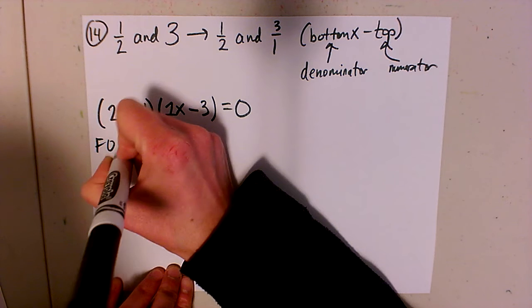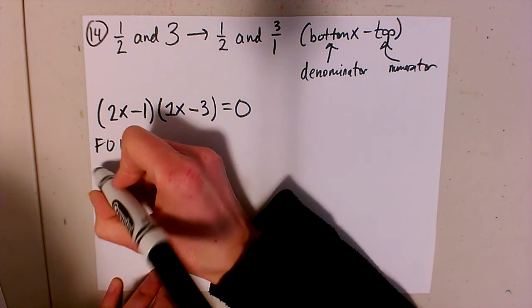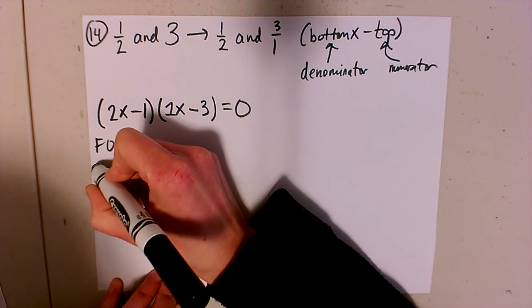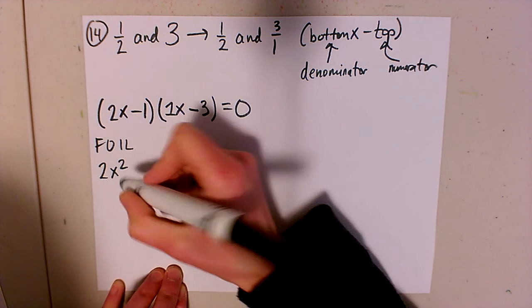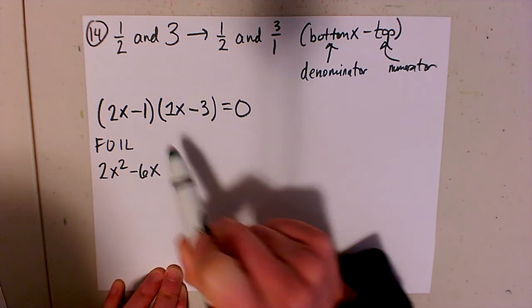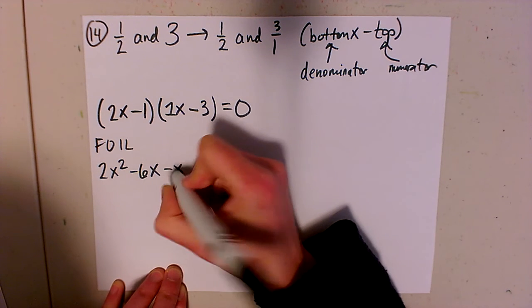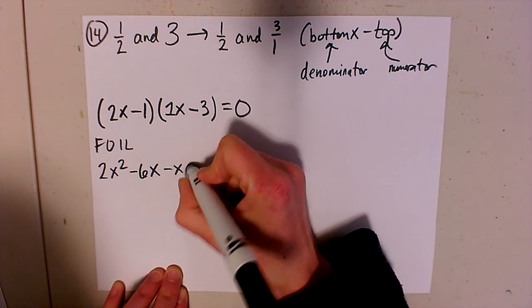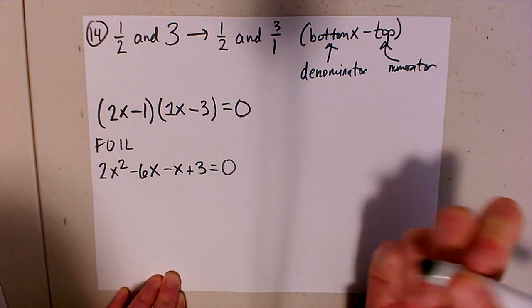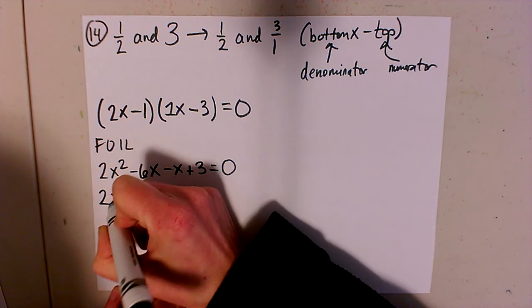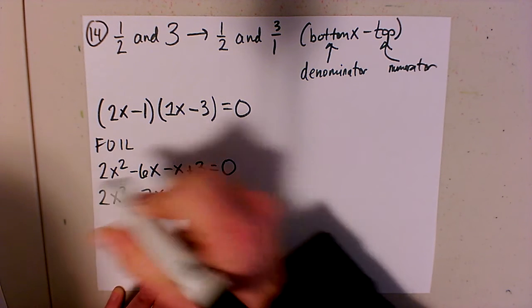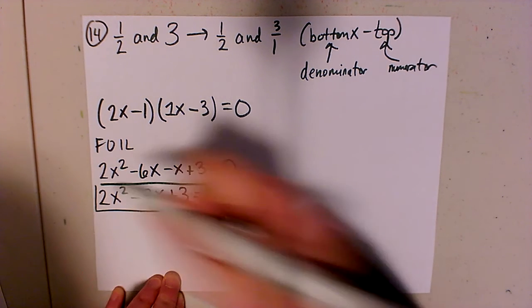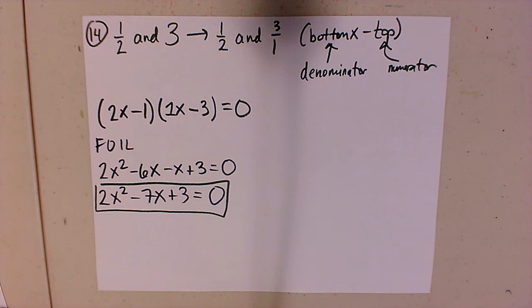And now we can go ahead and FOIL. Multiplying my first, 2x times 1x is going to give me 2x squared. My outers, 2x times negative 3 is negative 6x. My inners, negative 1 times 1x is negative x. And then my last, negative 1 times negative 3 is a positive 3, and that'll equal 0. So we can go ahead and simplify this, and we'll get 2x squared minus 7x plus 3. That equals 0. And we're all done. Okay? So another example of how to deal with those fractions.